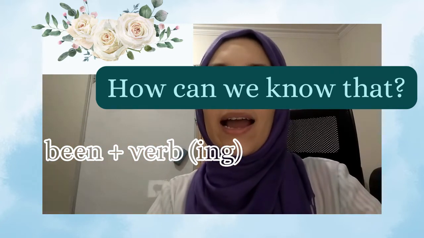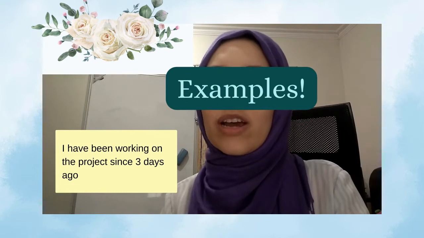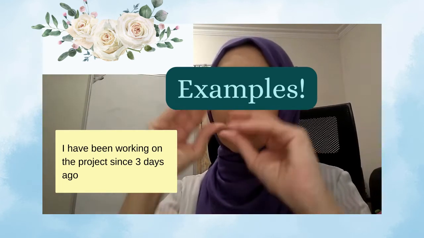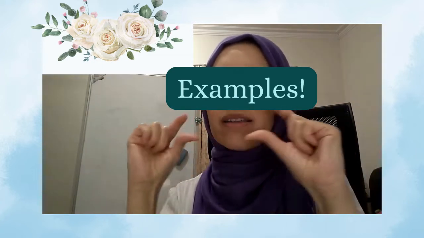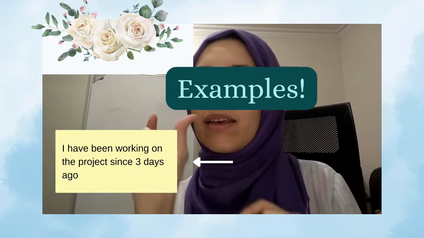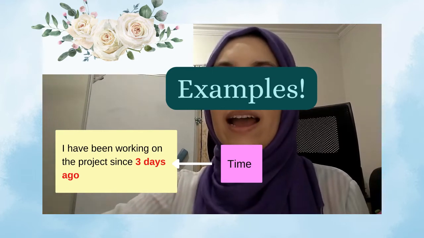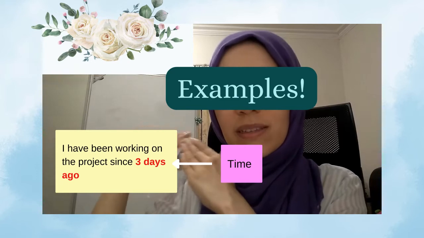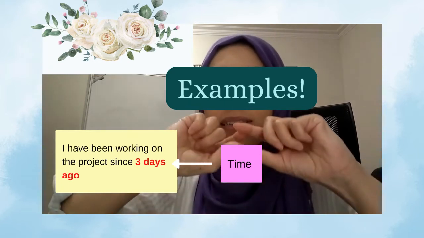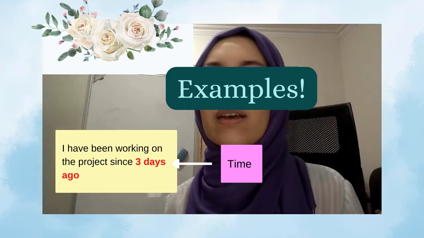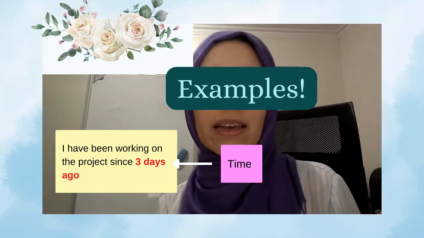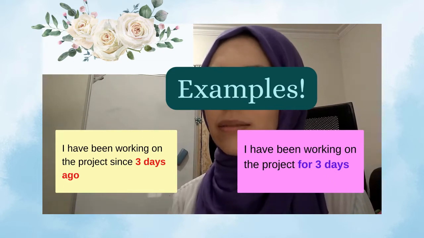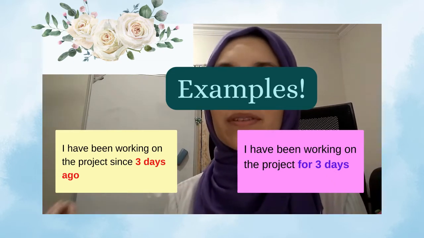Example, I have been working on the project since 3 days ago. Meaning, in this case, I am focusing on the time. Where is the time? 3 days ago. Shows that I have started working on the project from that time until now. In this case, it shows a connection between the days. But if I say, I have been working on the project for 3 days, this is also present perfect continuous.